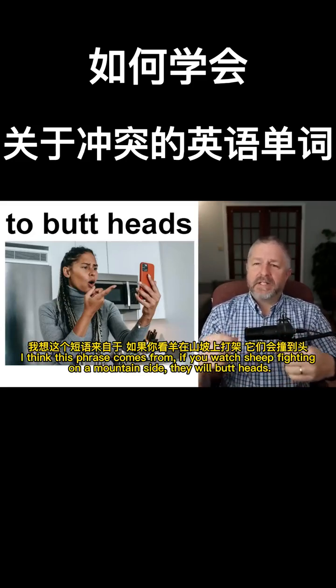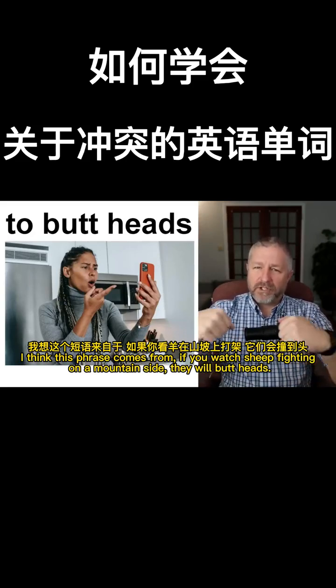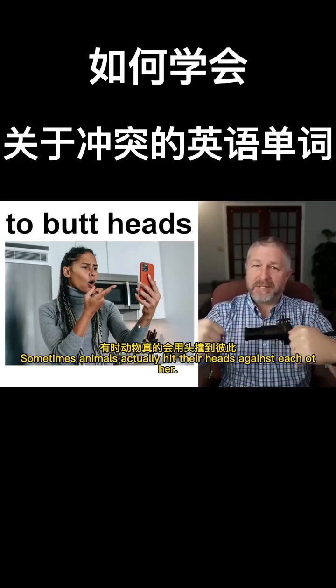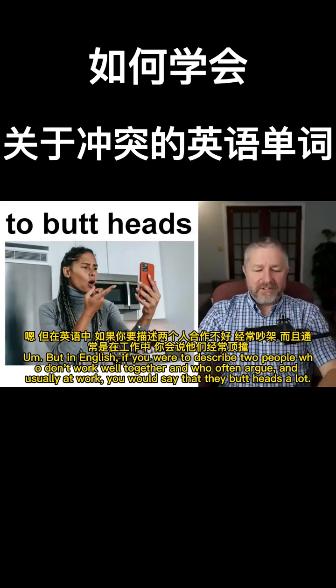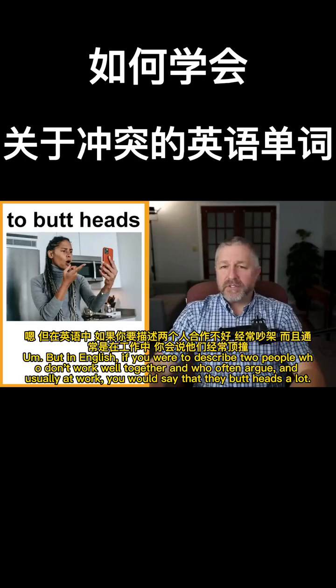I think this phrase comes from if you watch sheep fighting on a mountainside, they will butt heads. Sometimes animals actually hit their heads against each other. But in English, if you were to describe two people who don't work well together and who often argue, and usually at work, you would say that they butt heads a lot.